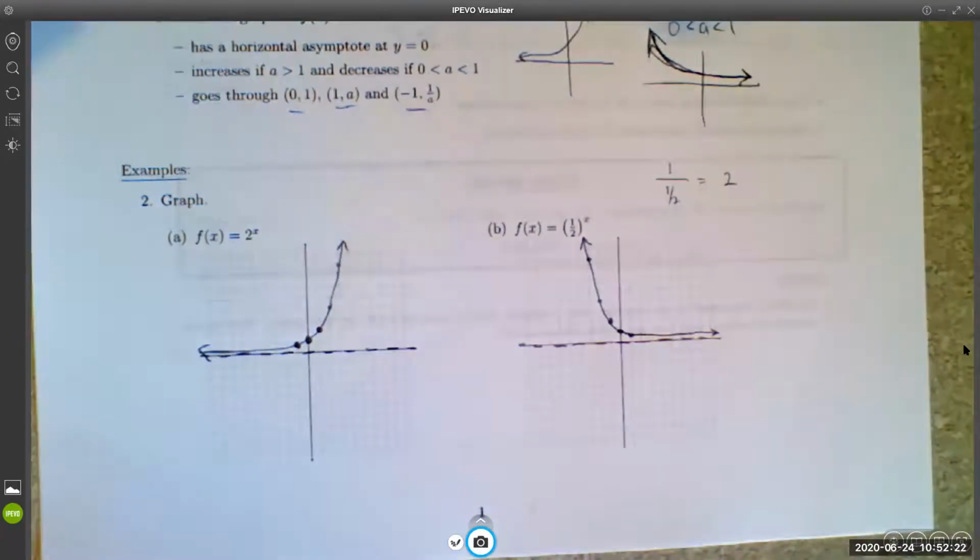Anyway, that's what that function looks like. I'm going to pause this and come back.